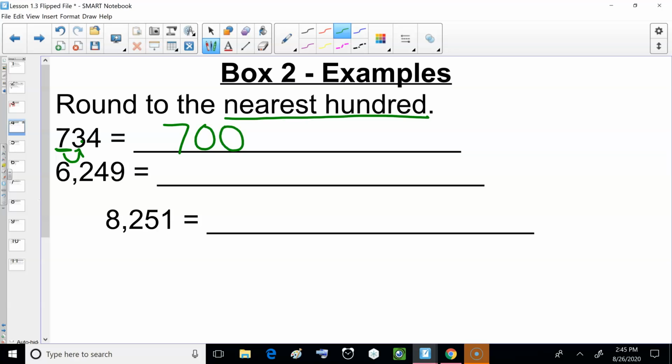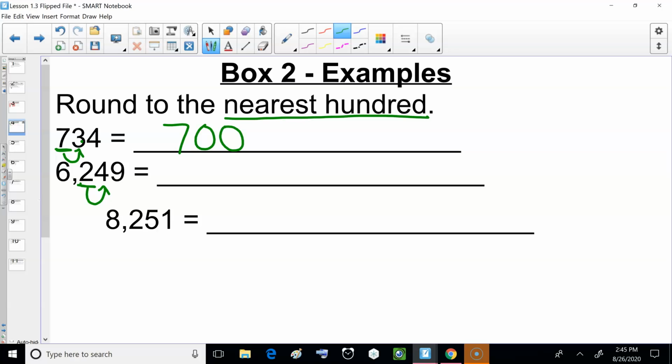My next number is 6,249. Whoa, that's bigger. It doesn't start in the hundreds, it actually starts with thousands. So what do we do here? Well, we're still going to find the hundreds place value and underline it. We're going to look at the tens place value still. So notice 4, we know rounds down to zeros. So that means my 2 is going to stay the same. But my number is not just 200, it's 6,249.